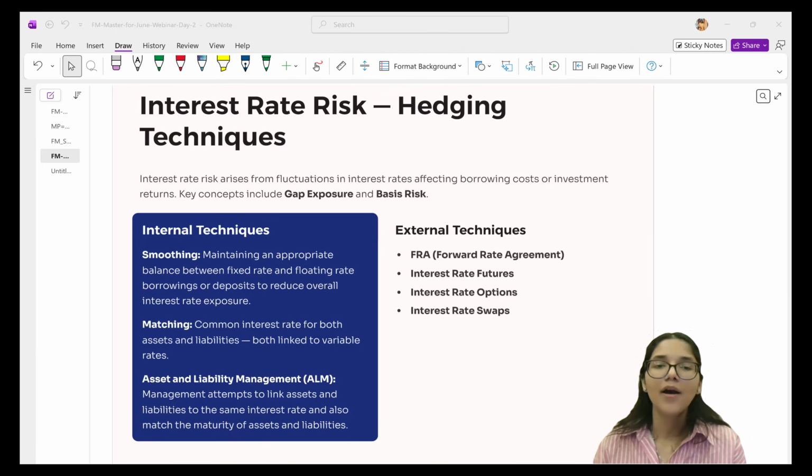Now, guys, talking about the two sorts of techniques that we have learned for interest rate risk hedging, we have learned internal as well as external techniques. Internal techniques are just conceptual in nature, no numericals from the internal techniques. We have the concept of smoothing. What exactly happens in smoothing? Can anyone explain it in easy language, easy words? What happens in smoothing?